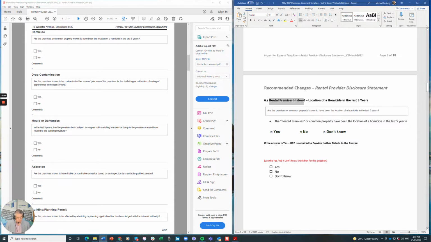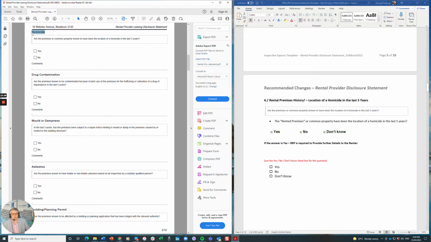as rental premises history. And remember the renter's going to get this. So what's happening is the rental provider will fill this in, the renter gets it. So there's certain parts about the safety, certain parts around the building, certain parts around the owners corporation rules, and then there's quite a bit in here around the history of the premises and or the tenancies. So this is why I've called this rental premises history, location of a homicide in the last 5 years. I didn't want to just go in there and write homicide. I just didn't think that that was right.